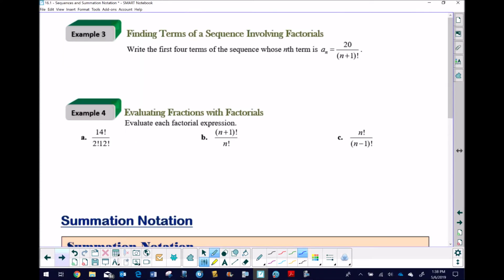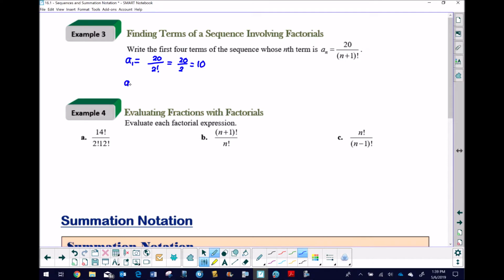Now, let's take a look at some more advanced factorial problems here. So, for example 3, write the first 4 terms of the sequence whose nth term is given by this. I'm just telling you that factorial could show up in some of your nth term expressions, so just be ready for it. So A1 would be 20 divided by n plus 1, which would be 1 plus 1, which is 2 factorial. And if you want to simplify that, and I highly suggest you do if you want to get multiple choice questions correct, 20 over 2 factorial is 20 over 2, which is 10, right? So there's our first term.